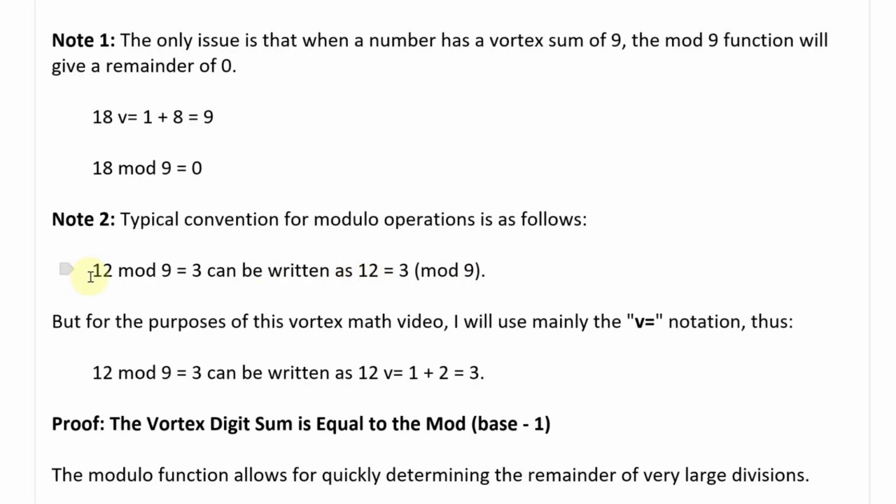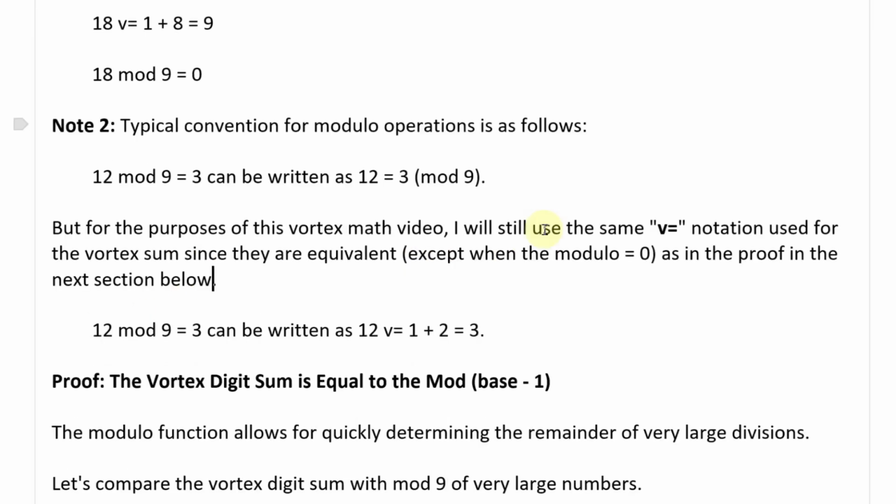They would write, instead of 12 mod 9 equals 3, some notation or convention is written as 12 equals 3 and then in brackets mod 9, to show that it's a remainder after dividing by 9. But I prefer this one right here. And here, to provide more info, I just rewrote this.